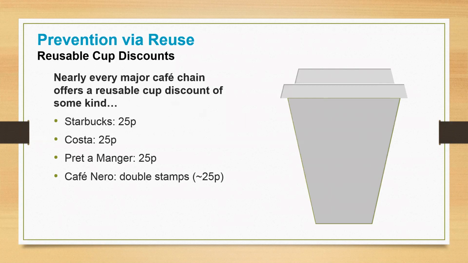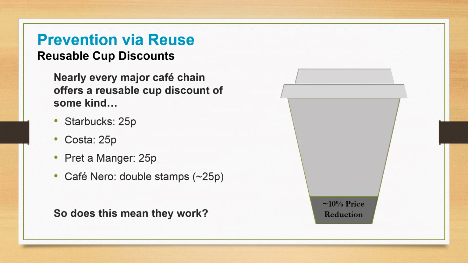Interestingly, they're all around the same value, although Cafe Nero offers a stamp system, but it has an indicative value of about 25p. And this is quite significant from an economic standpoint when you consider the value of a drink. It works out to be about a 10% price reduction on the price of a coffee, which is fairly significant. And with everyone offering one of these discounts, you could be forgiven for thinking that they actually work. But the fact of the matter is they do not appear to work.